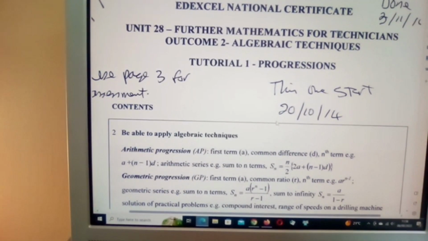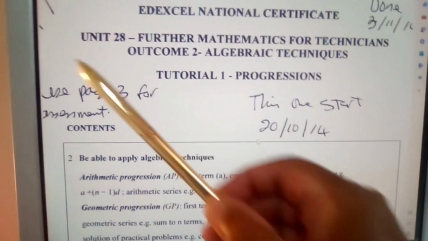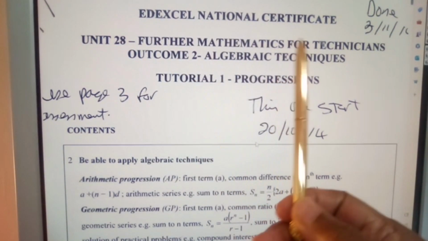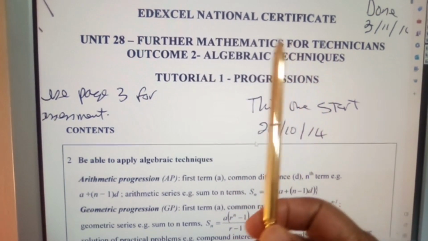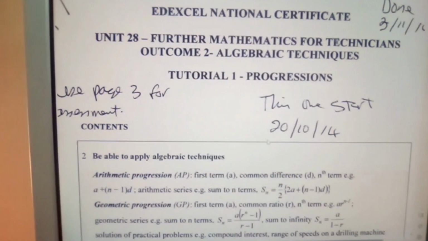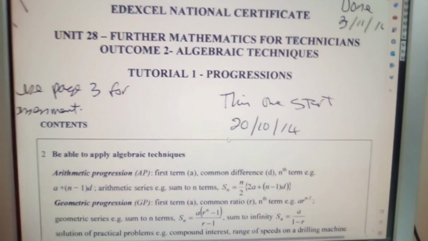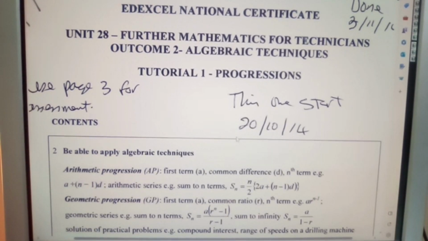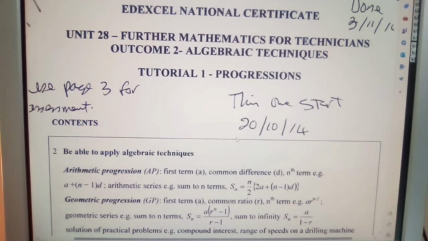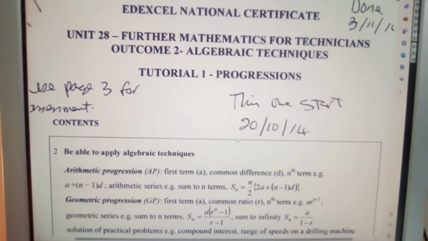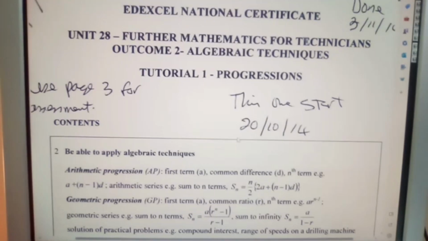Okay, welcome back. What I want to look at today is Unit 28, Further Mathematics for Technicians, Outcome 2, Algebraic Techniques. Now, you must have done the Mathematics for Technicians in order to understand this concept, because you're working at a higher level now. We're working at agency level.